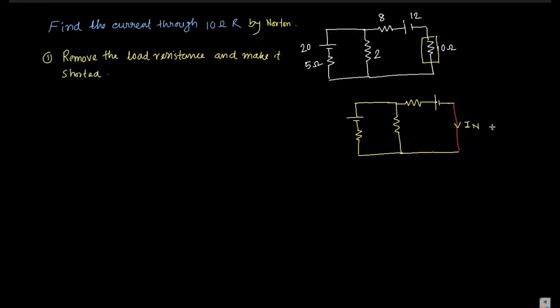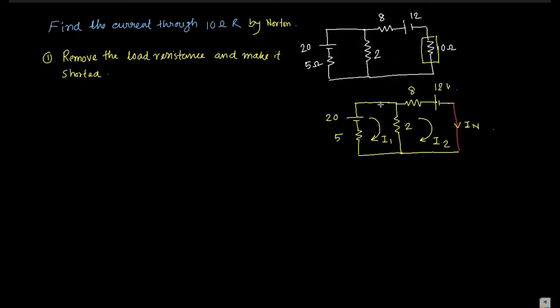Now we can consider that this is the 20 volt, this is the 5, this is the 2 ohm, this is the 8 ohm, and this is the 12 volt. We have replaced the 10 ohm resistance. Now you have to find IN. If we consider the current flowing through this loop is I1 and through this loop is I2, and if we can determine I2, then I2 is nothing but the IN.